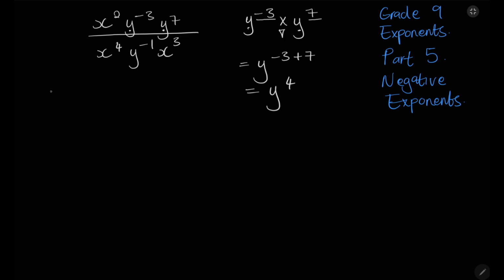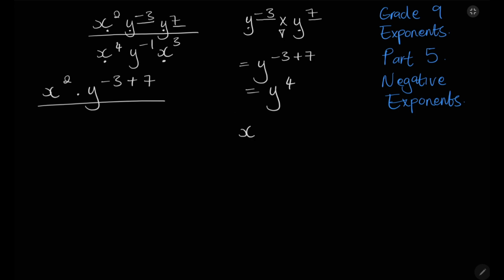So you have to write this here. You have x squared. You write the x squared as it is. You have y times y to the power negative 3 plus 7, all over. In our denominator, we have x, y, and x.